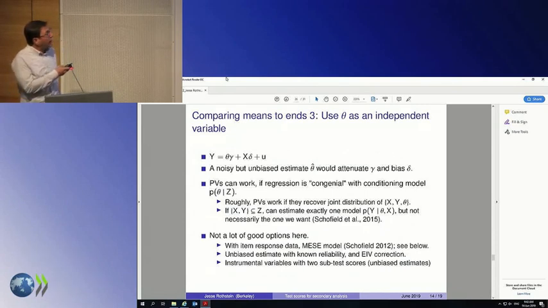Okay, next one, what if we want to use theta as an independent variable? Now, if we had a noisy but unbiased estimate, that would bias this regression. Economists, again, are used to thinking of errors in variables, and with classical measurement error, we know that gamma would be attenuated, and delta would be biased as well, and the direction of the bias would depend on whether x was positively or negatively correlated with theta, but we know about that. If we knew how reliable theta was, we have off-the-shelf corrections we could use to try to debias those coefficients. If we have plausible values, it can work, but only in certain circumstances.